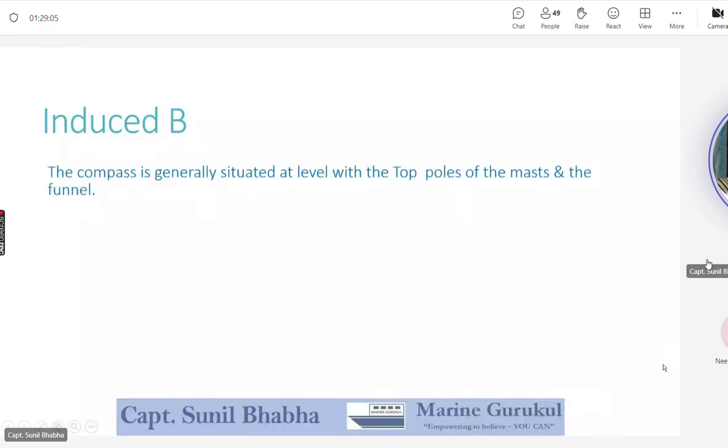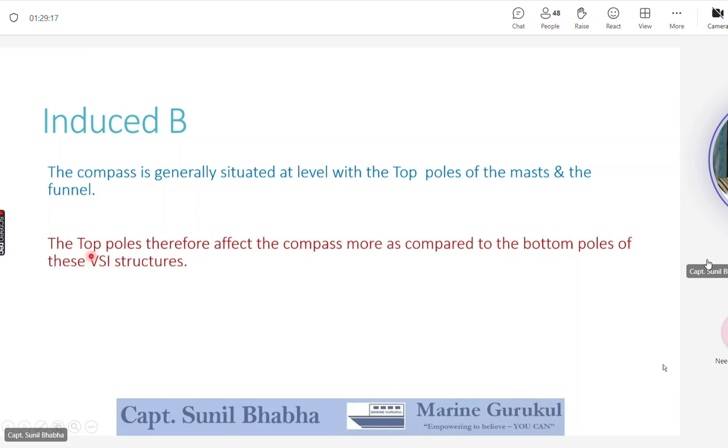So as we discussed just now, the compass is generally situated at level with the top poles of the masts and the funnel. The top poles therefore affect the compass more as compared to the bottom poles of these vertical soft iron structures. We are aware that the compass is affected by that pole of the magnet which is closer to it. So we can see that the compass is situated in line or at level with the top poles of these vertical soft iron structures. So the top poles affect the compass more, and the bottom poles, being far away, do not affect our compass.